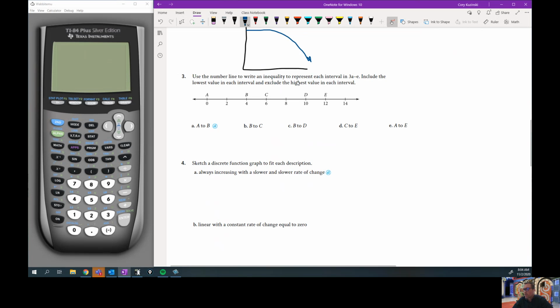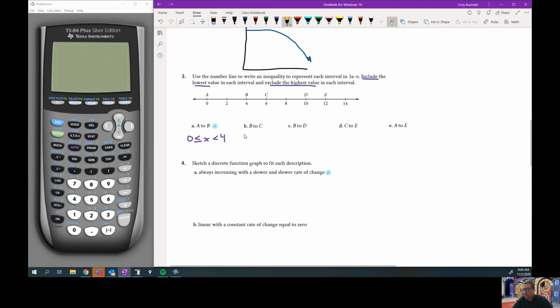Use this number line to write an inequality to represent each interval. Include the lowest value in each interval. Exclude the highest value. Okay, so include the lowest, exclude the highest. So we're from A to B, we're saying from 0 to 4. So we're going to say from 0, including 0, we'll put that little line under the inequality, up until 4, but not including 4. So we won't put that line there.